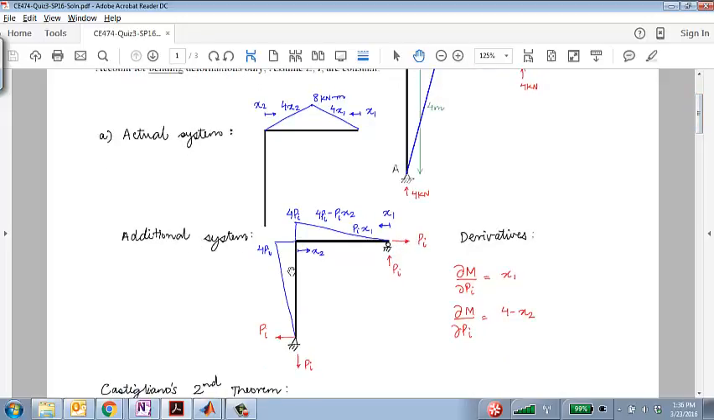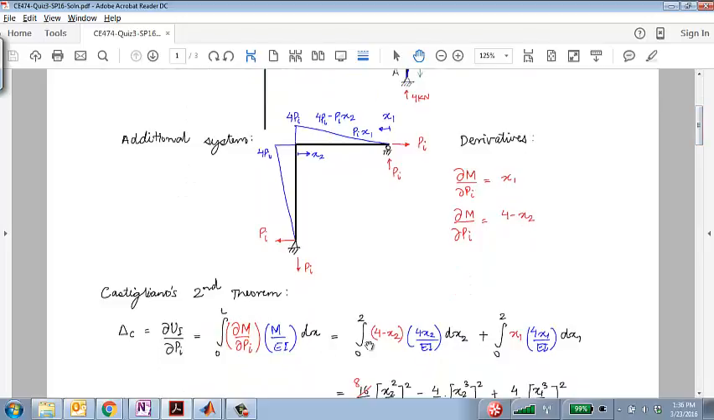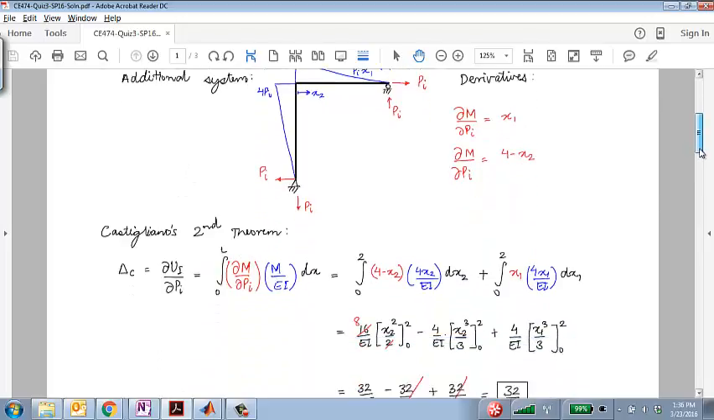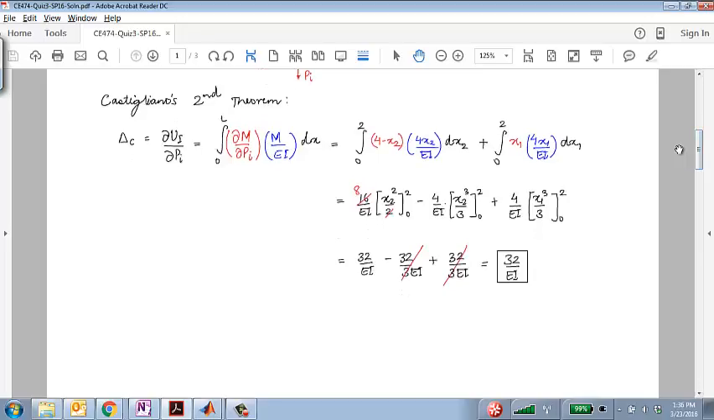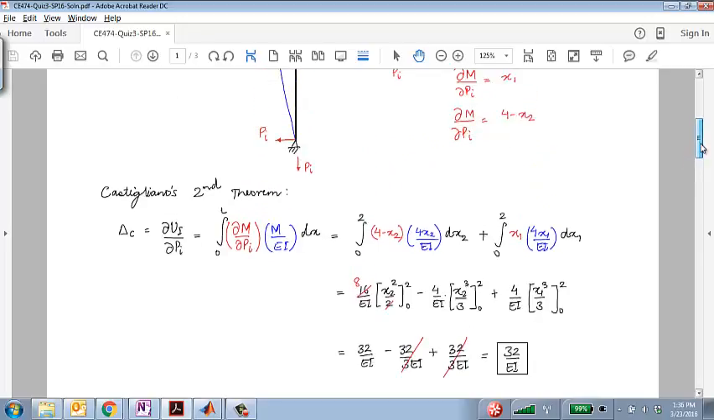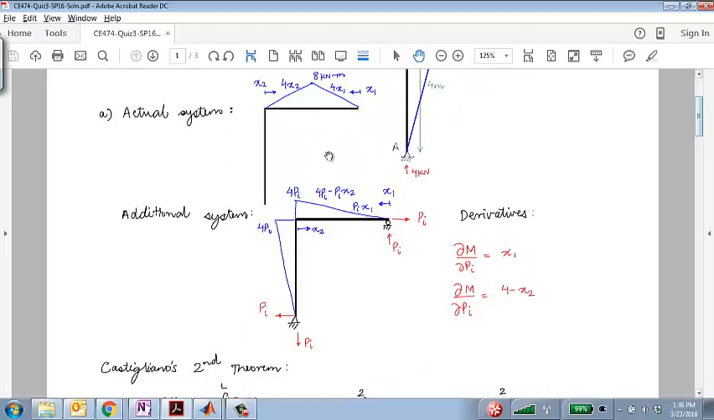here, find the bending moment diagrams for that portion, and you need to take derivatives of the bending moment diagram with respect to that P. After that point, it's just an integration of two terms, and you should have ended up with 32 over EI as the displacement. So I think this was relatively straightforward. If you did not make a calculation mistake or a mistake in drawing the bending moment diagrams, you should have gotten the correct answer. Any questions about this problem?